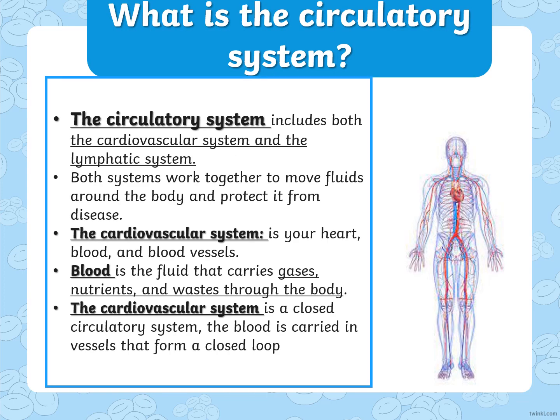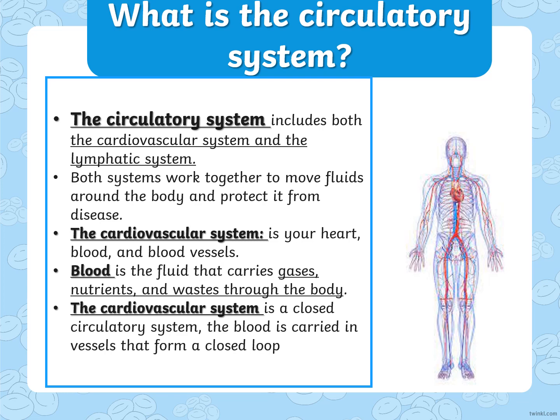What is the circulatory system? The circulatory system consists of two other systems called the cardiovascular system and the lymphatic system. This lesson will study the two systems to understand the circulatory system. Both systems work together to move fluids around the body and protect it from disease. The cardiovascular system includes your heart and your blood vessels.